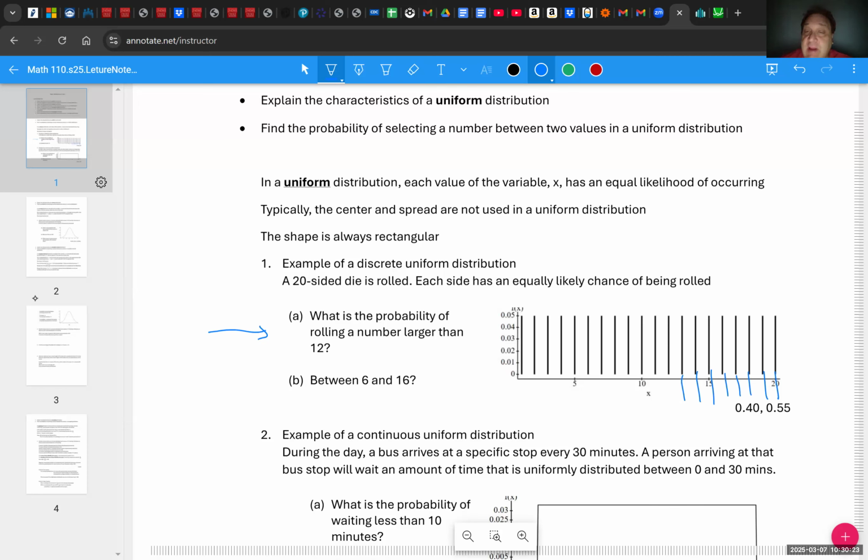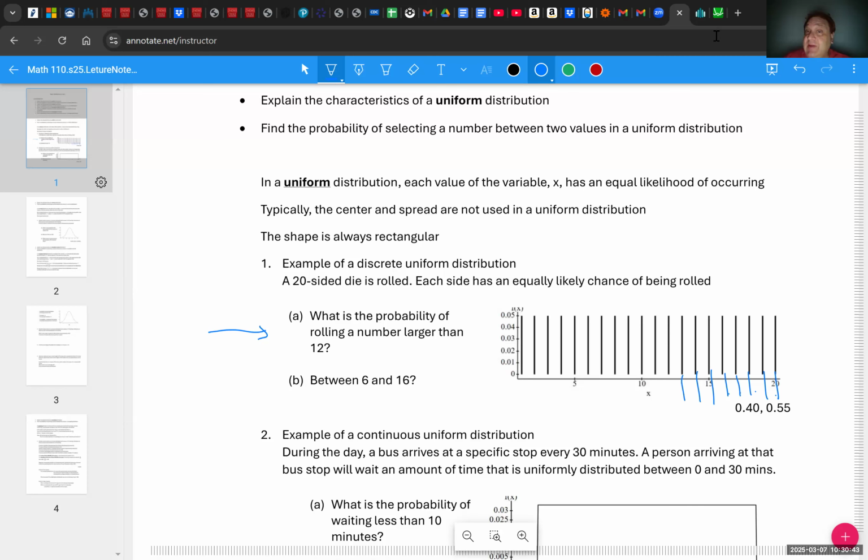We can count each of these as a 5% chance. There are 1, 2, 3, 4, 5, 6, 7, 8. So there are 8 possible outcomes that fit our description, and each one has a 5% chance of happening. If you multiply 8 times 5%, you get 40%.